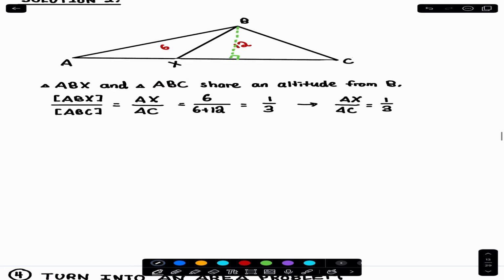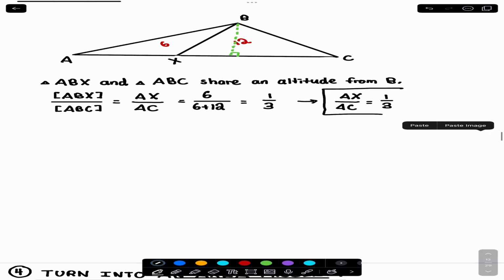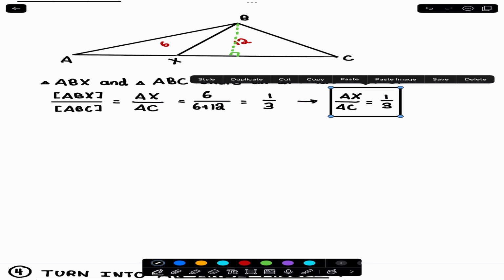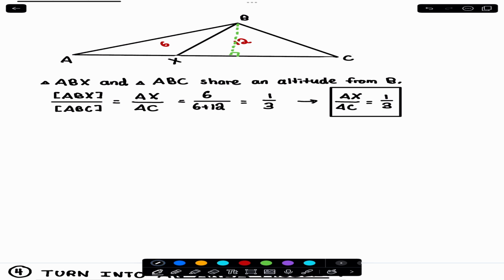Cool. Let's just box for consistency. Don't know why that was so square. That's such a square box. But anyways, just something to remember.